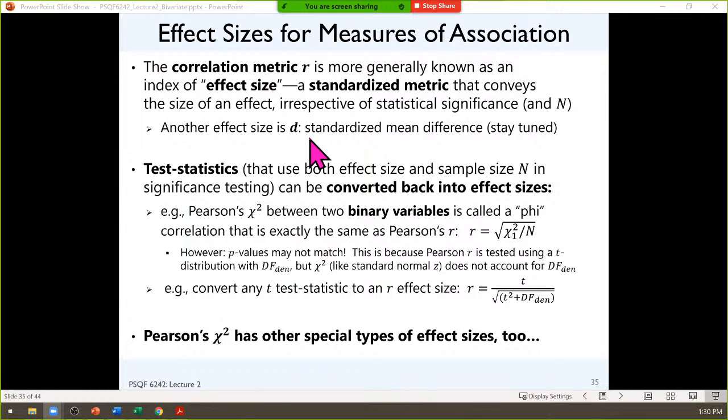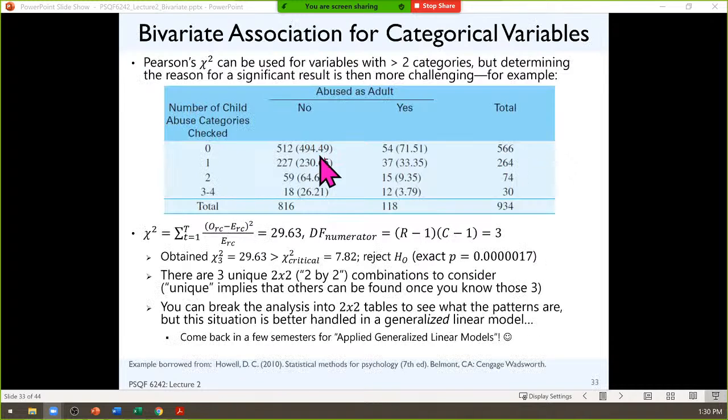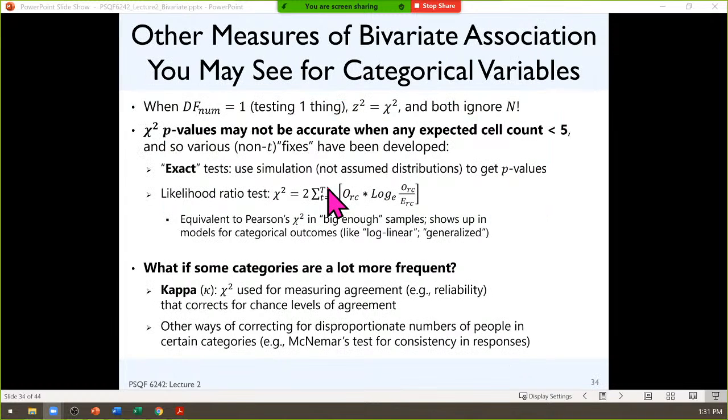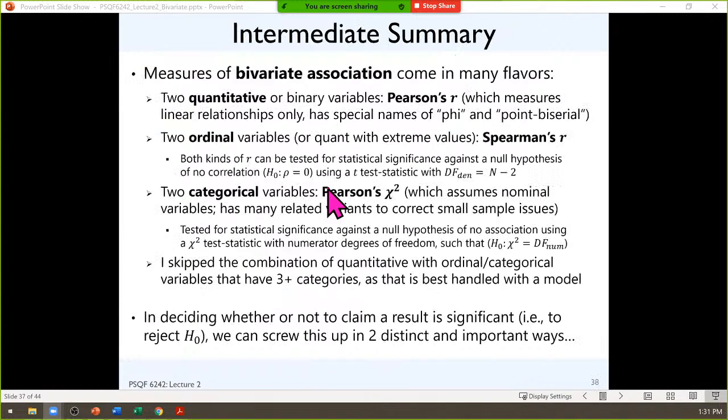Because if I wanted to talk about odds or relative risk for, say, this example right here on slide 33, there would be more than one set of odds, right? I'd have to talk about the risk of being abused as an adult for somebody who checked 0 versus 1, 1 versus 2, 2 versus 3, 0 versus 2, and so forth, right? There's a whole bunch of different odds that you could get out of this table. So this one table really implies a whole set of results. That's when it gets harder to talk about effect size because you're really talking about multiple effect sizes potentially at the same time.